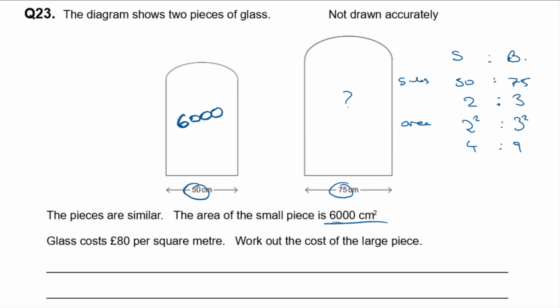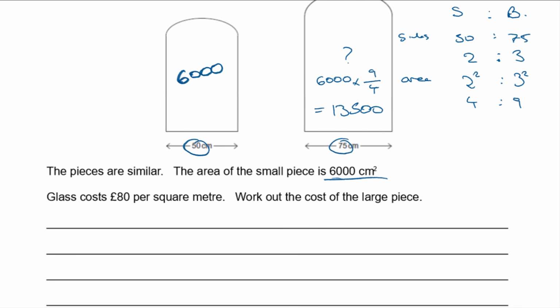Okay, so then the area of the big one is going to be 6,000, the area of the smaller one, and then divide by 4 and times by 9 then, isn't it? Okay, so divide by the smaller ratio and times by the bigger ratio is going to give me the new one. So 6,000 times 9 divided by 4. That comes out to be 13,500. Okay, so then that's the area of the big one.